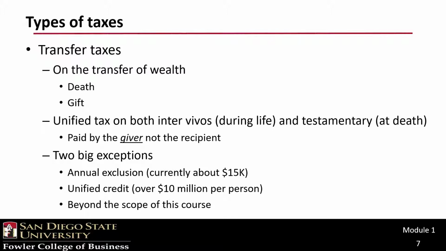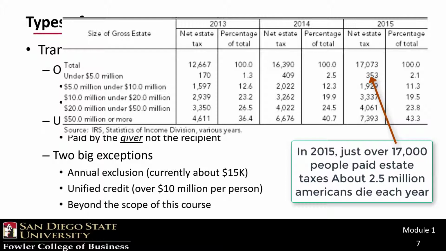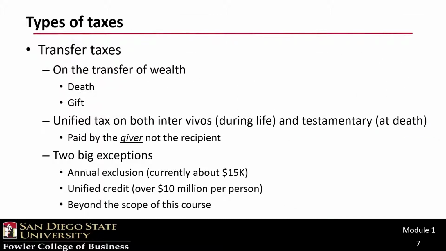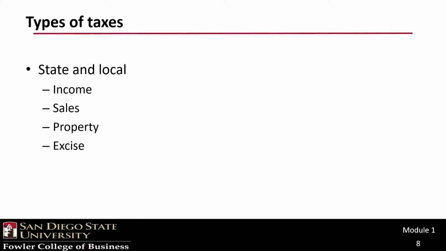And then there's also something known as the unified credit. And the unified credit represents a credit that you can take against your gift and death taxes that amounts to about $10 million per person. And any more detail of transfer taxes, honestly, is beyond the scope of this course.